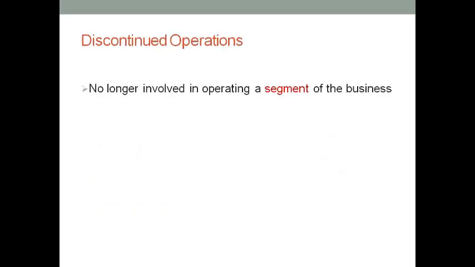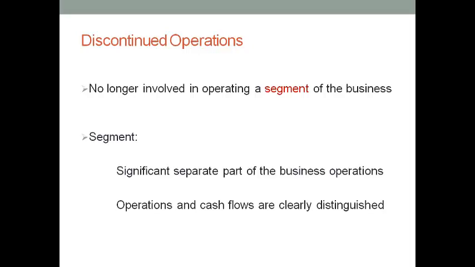A discontinued operation occurs when the company is no longer involved in operating a segment of the business. A segment of the business is a piece of the business where the operations and cash flows can be clearly distinguished from the rest of the entity.